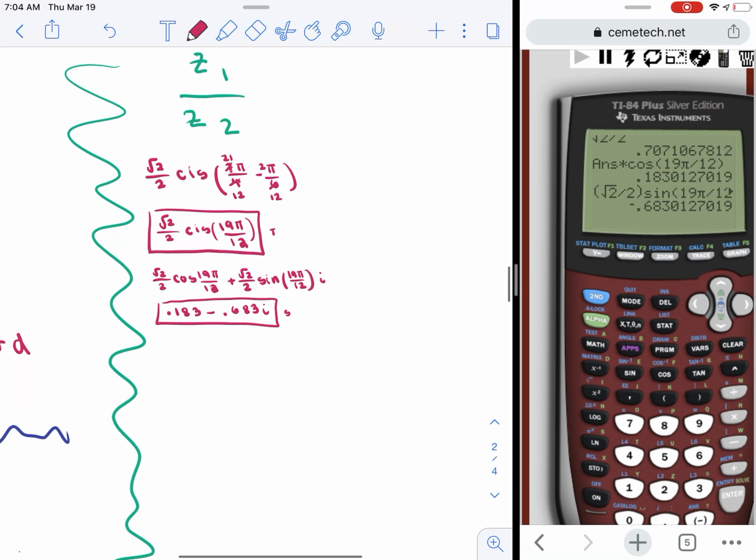Now to do this again, but using the complex form of these, hold on one second.